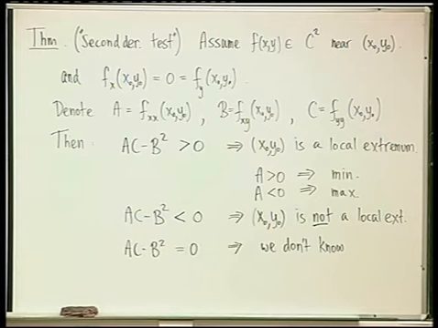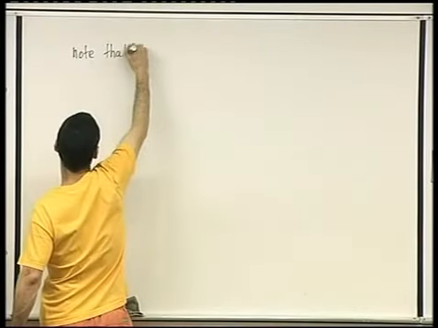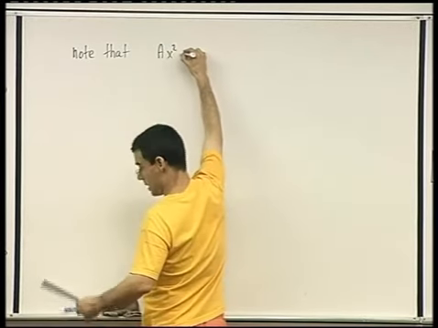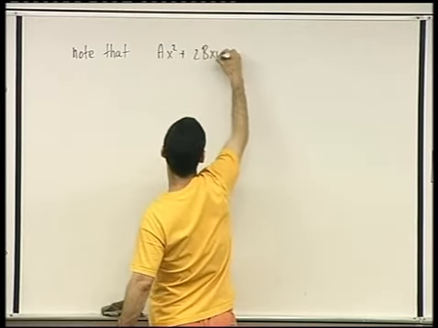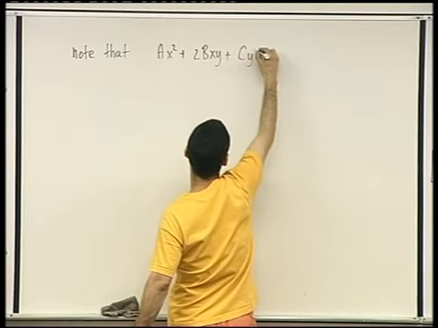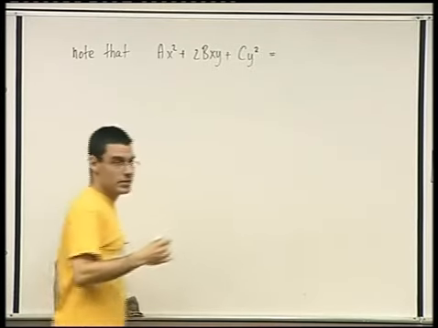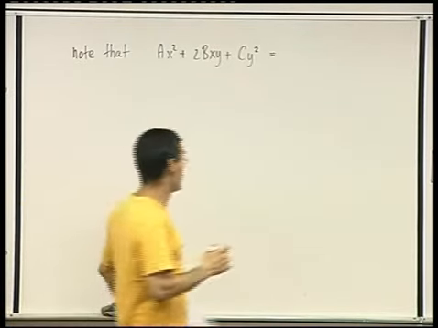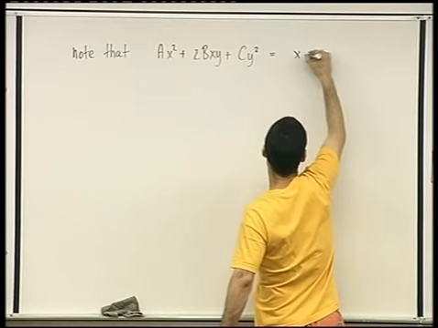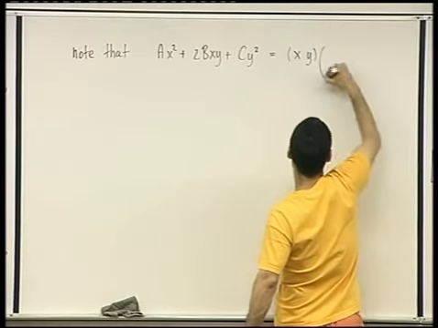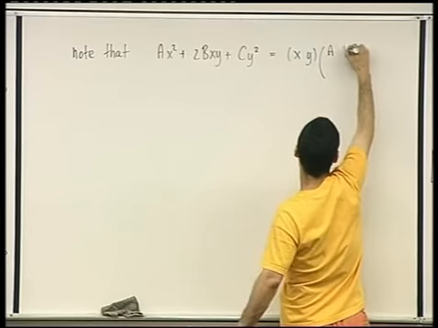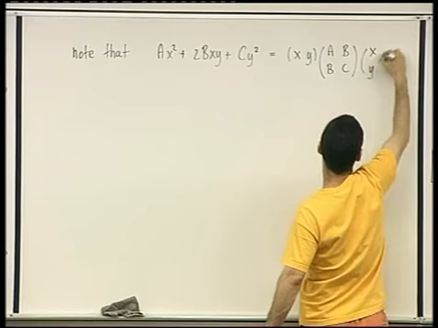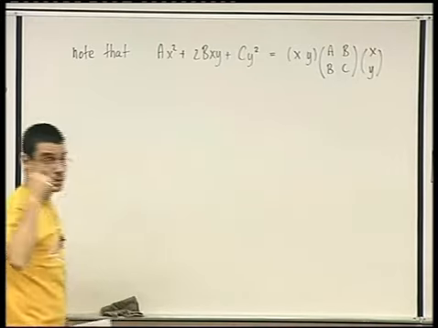So note that this expression, ax squared plus 2bxy plus cy squared, I can write a bit differently in terms of matrices and vectors in the following way. It's (x, y) times the symmetric matrix A, B, B, C times (x, y). This and this are the same thing.